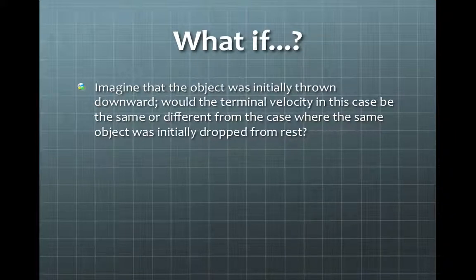Let's consider this what-if question. Imagine the object was initially thrown downward. Would the terminal velocity in this case be the same or different from the case where this object was initially dropped from rest? Let's make some assumptions first.